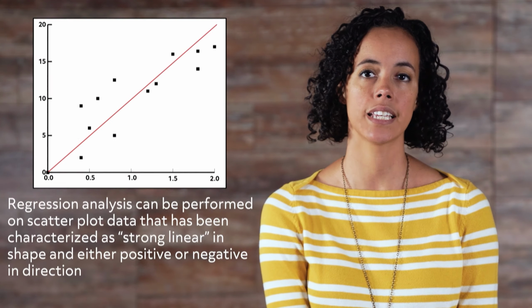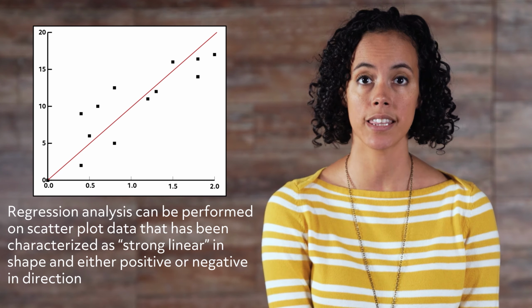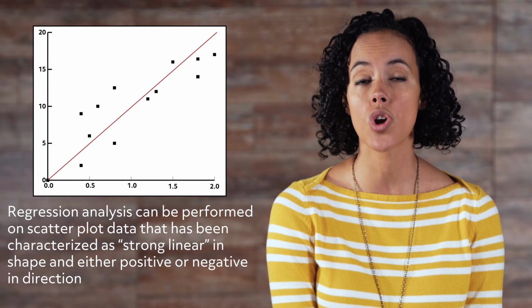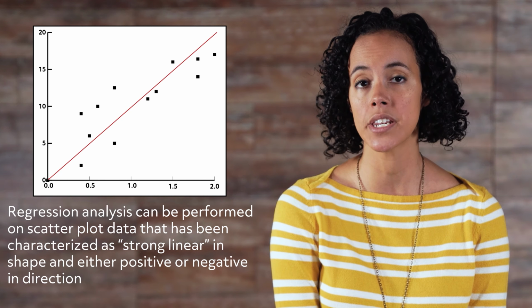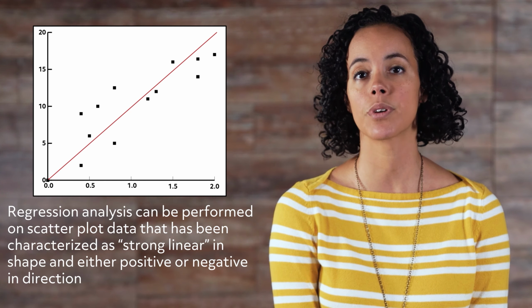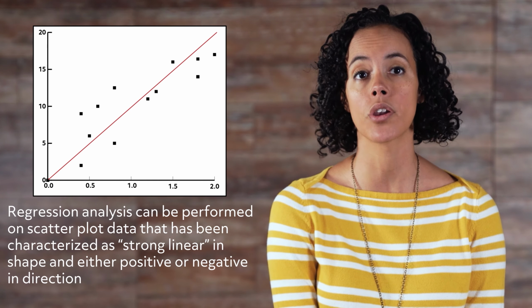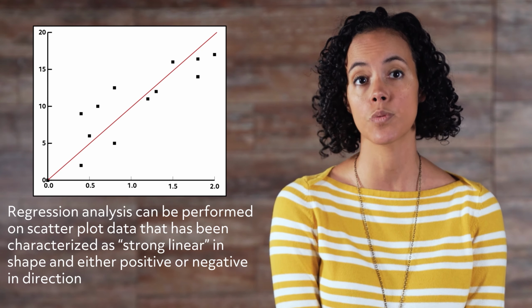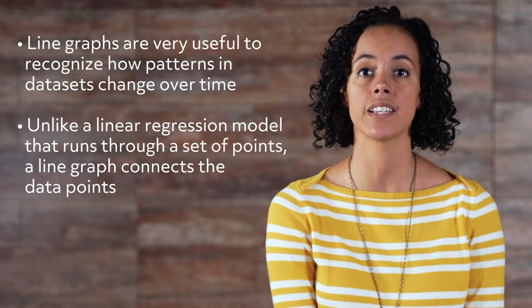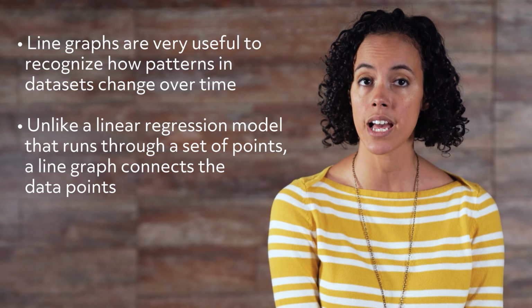Finally, a scatter plot with no pattern at all is also of interest to prove no association between the two variables. Regression analysis can be performed on scatter plot data that has been characterized as strong linear in shape and either positive or negative in direction. This regression line serves as a predictive model only for estimating other points of interest within the range of the data set. Line graphs are very useful to recognize how patterns in data sets change over time.